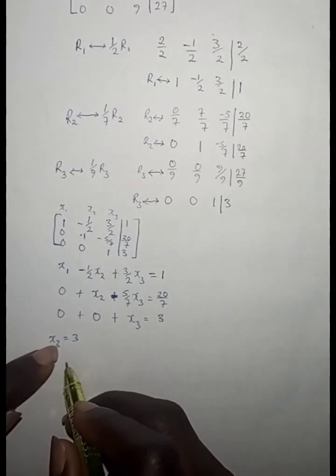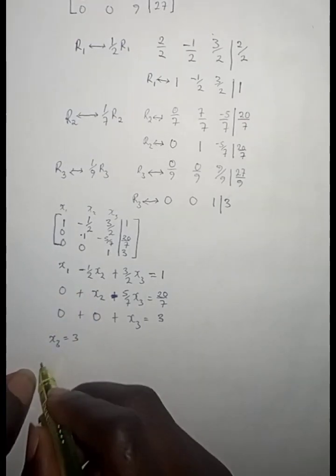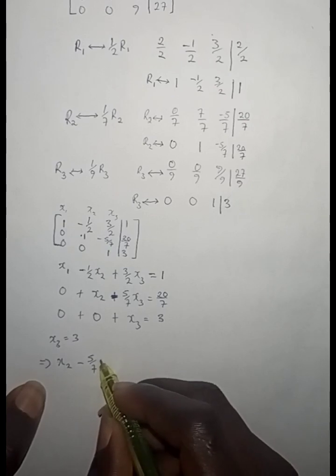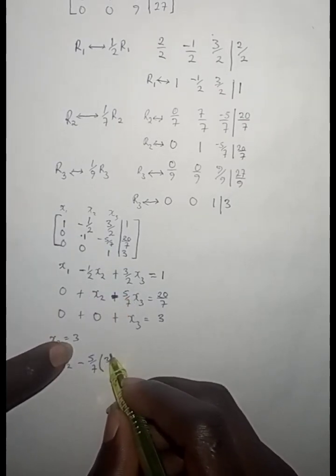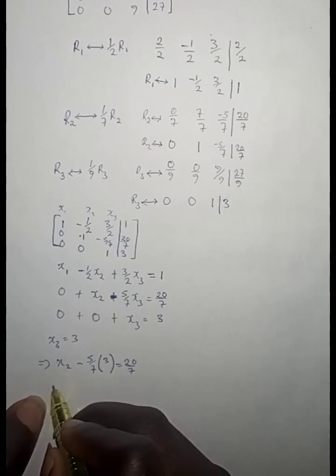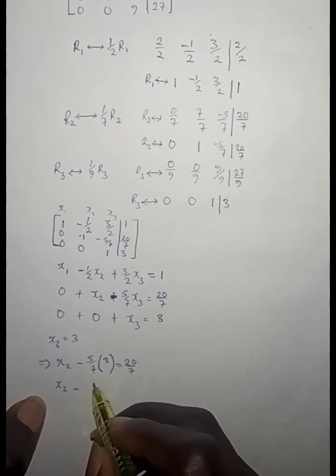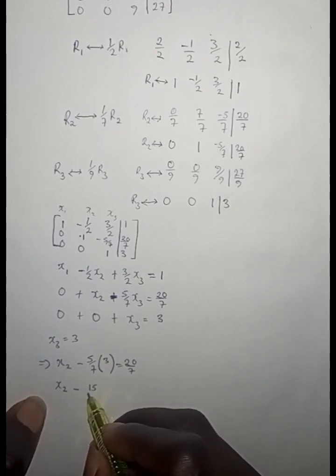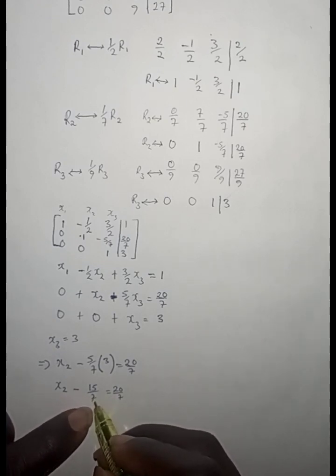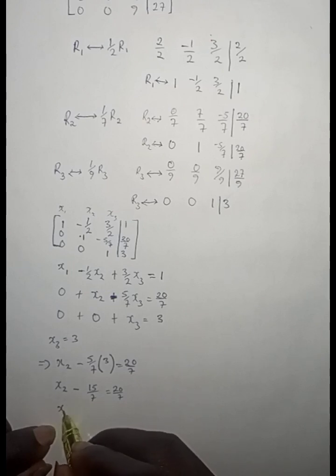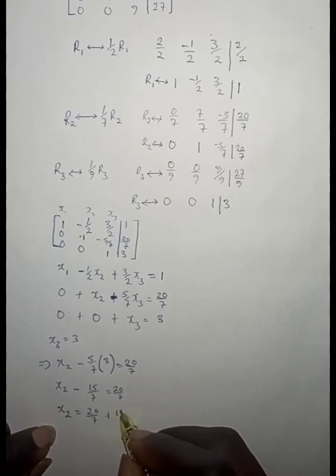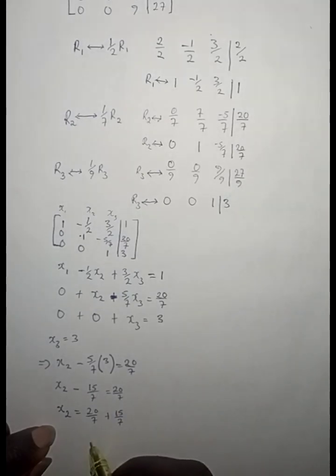We substitute 3 for x3 in row 2, which will have x2 minus 5 over 7 times x3, which is 3, all equal to 20 over 7, in which x2 minus 5 times 3 is 15 over 7, all equal to 20 over 7. Moving 15 over 7 across the equality sign, it becomes plus, so x2 is equal to 20 over 7 plus 15 over 7, and the LCM is equal to 7.